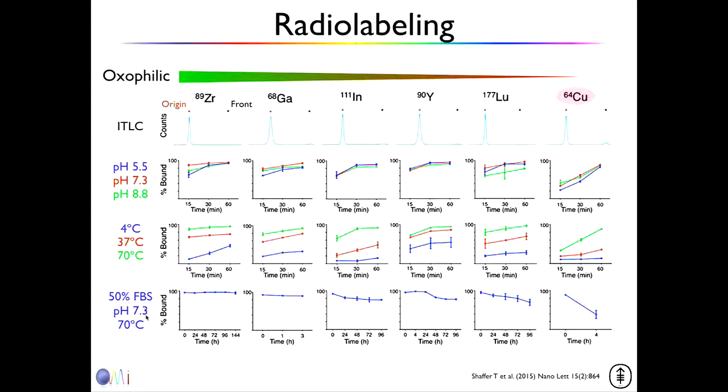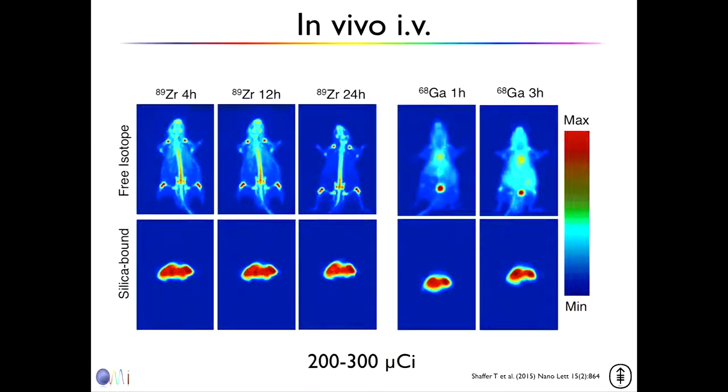And here is the serum challenge, also even going up to 70 degrees. And you can see that all these are stable over time, except for the copper. So even the therapeutic ones are staying on there. And the time scale changes here depending on the half-life of the isotope. So gallium has 3 hours. And of course, here we are longer. But the copper we are losing over time, and copper is the least oxophilic one. And I'll get into that.